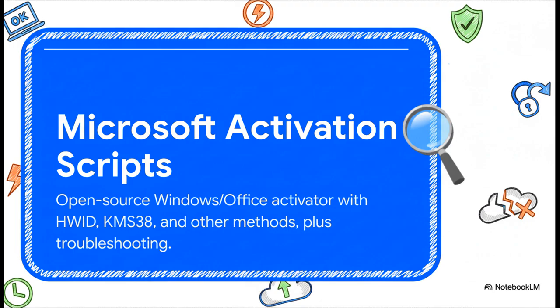So right off the bat, the project's page tells you exactly what it is. As you can see, it calls itself an open source Windows and Office activator. Then it lists all these different methods, HWID, KMS38, and a few others. These are just the various technical ways the script supposedly gets the job done, aiming for either a permanent activation or at least one that lasts a really long time. This one sentence is our starting block for understanding the whole thing.